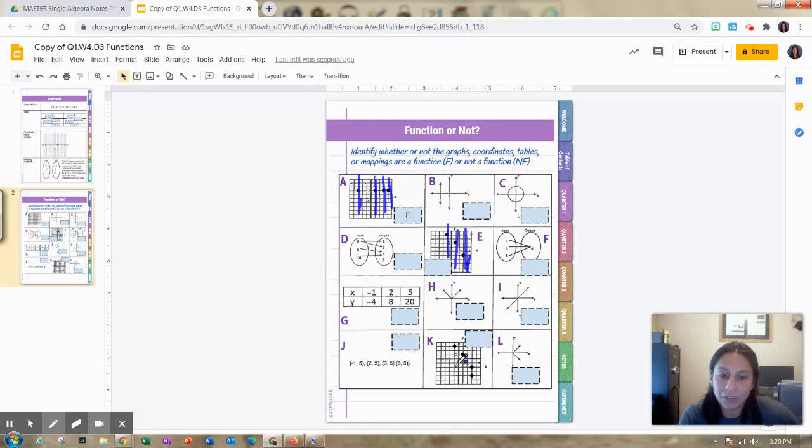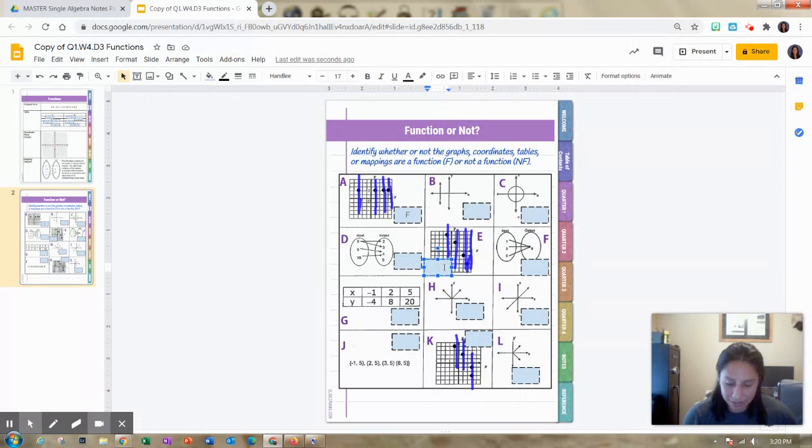But look at K. If I draw a line vertically, it hits one dot here, and then the last one, if I were to draw a vertical line, you'll notice that I have 2 dots right here stacked on top of each other. That means that it's not a function. So going back to E, it only hit one dot at a time, so we call this a function. K is not a function, so it can only hit 1 point at a time.